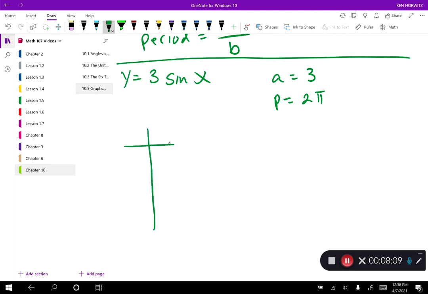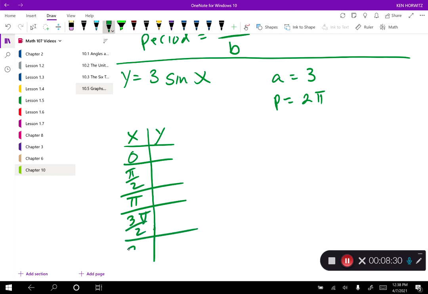All right, so I have theta, or in this case I used x, so I'll do an xy table. And again, we're going to use the same values we used before: 0, pi over 2, pi, 3 pi over 2, and 2 pi. All right, they're not going to change for this particular example. What I'd like you to do at this point, pause the video, run each one of our x values through our equation, and get me some y values. And we'll talk about the answer on the back end.